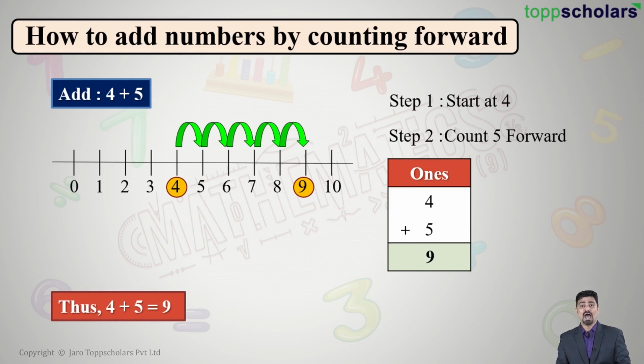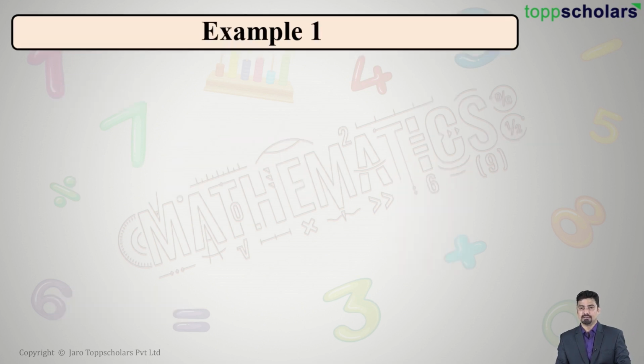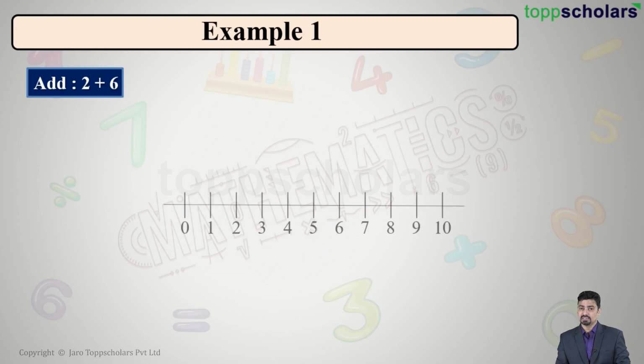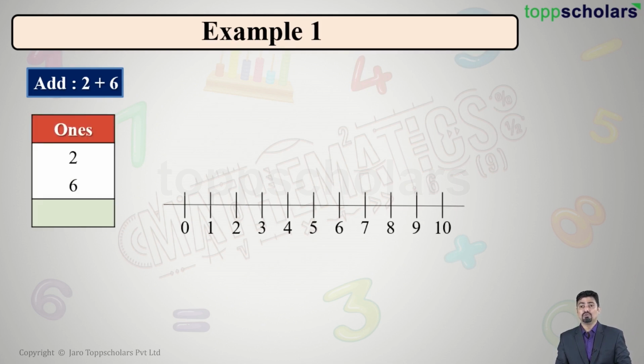So my dear students, have you understood how to do addition by counting forward on a number line? Let's take one example. So we have to add 2 plus 6. So let us first draw the number line. Then we have 2 and 6 both under units place or ones place. And we have to do the addition. So first we will mark the first number, that is 2.